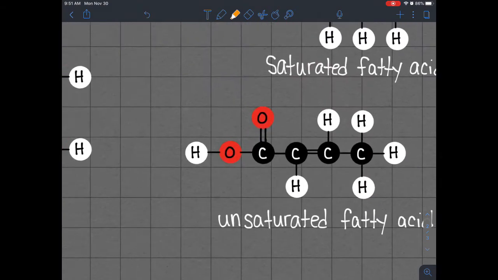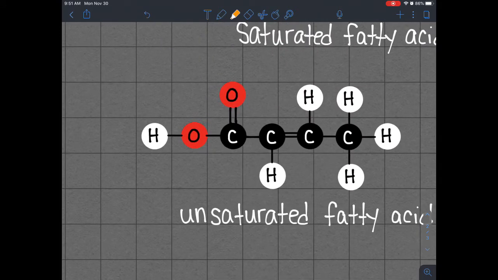Because of this double bond, it actually forms a kink in the molecule, so it makes a bend in the molecule. What that doesn't allow it to do is to lay side by side with other lipids very nicely. And so typically these things have lower melting points and they're liquid at room temperature. This is the way that plants store their excess energy. So they use unsaturated fatty acids to store their energy.